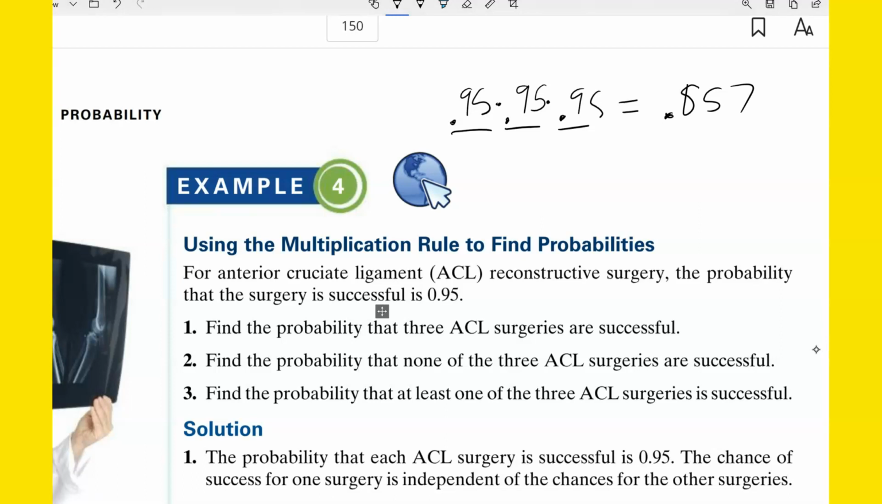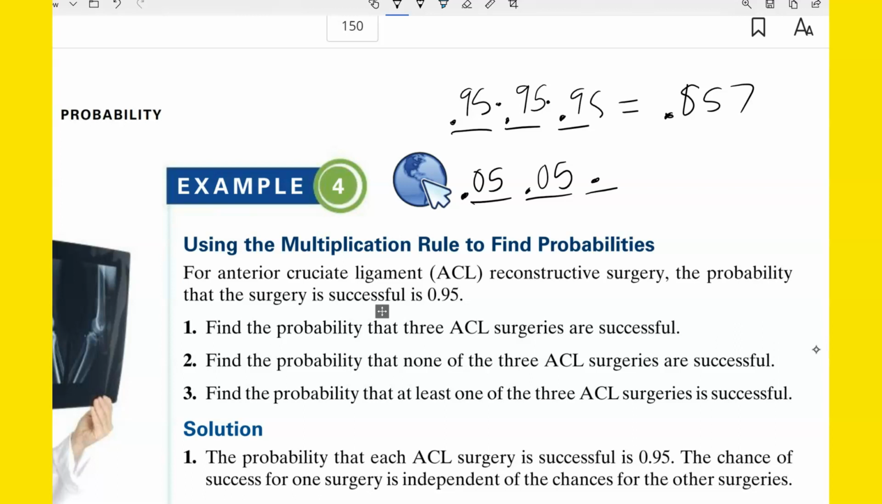Find the probability that none of the 3 ACL surgeries are successful. Okay? Still 3 events, and none of them are successful. That means the first one is not successful, the second one is not successful, and the third one is not successful. Well, what's the probability that the first one is not successful? This is where you're going to use the concept of a complement of an event. If the probability that it is successful is 0.95, then the probability that it's not successful is 1 minus that, 1 minus 0.95 or 0.05. The probability that it fails is 1 minus the probability that it succeeds. So what's the probability that the second one is a failure? 0.05 also.